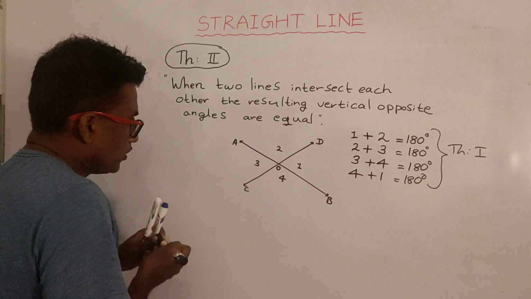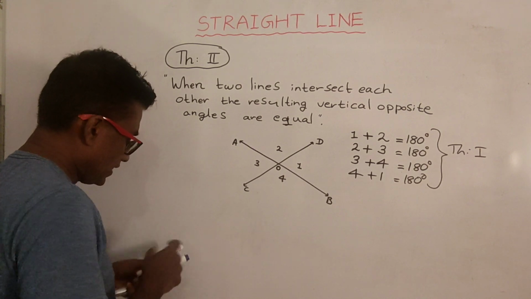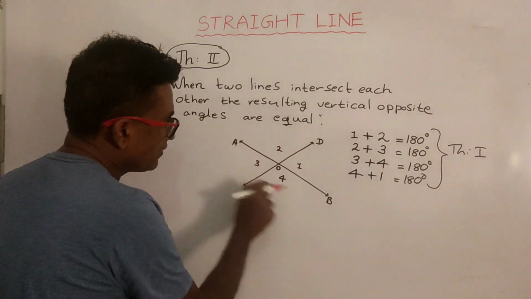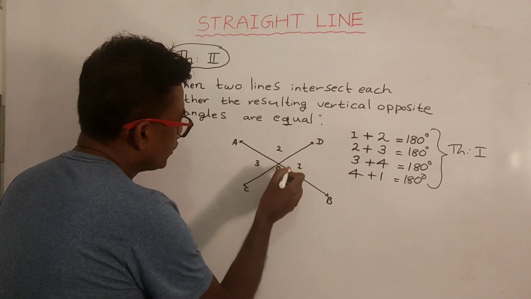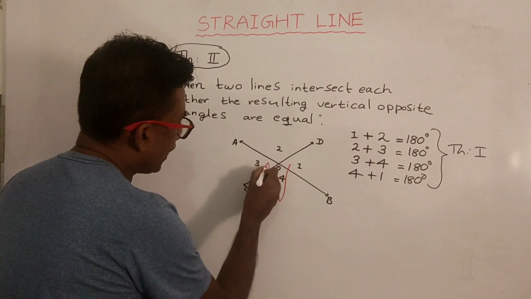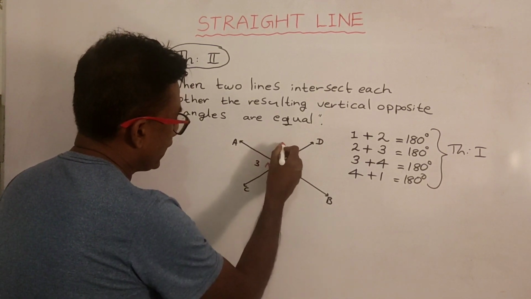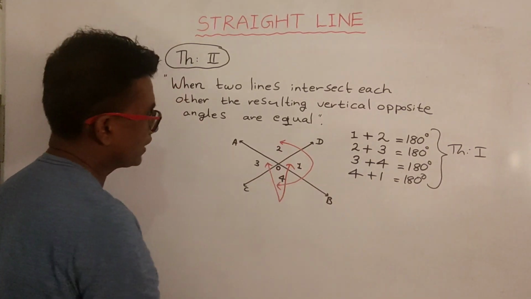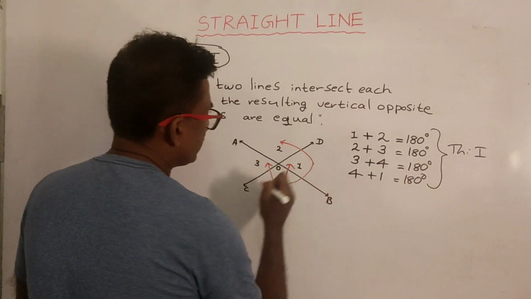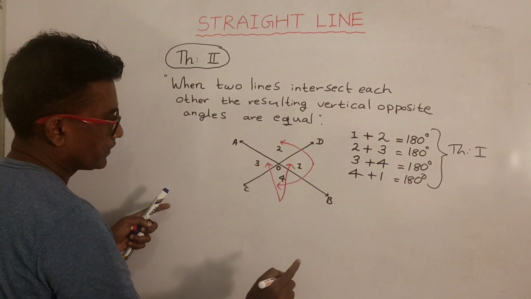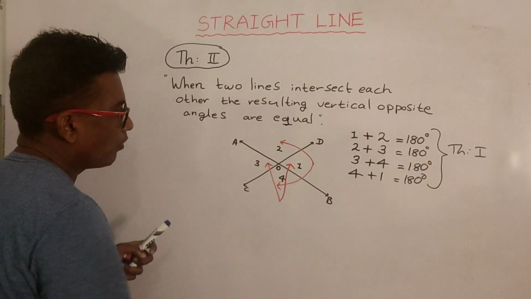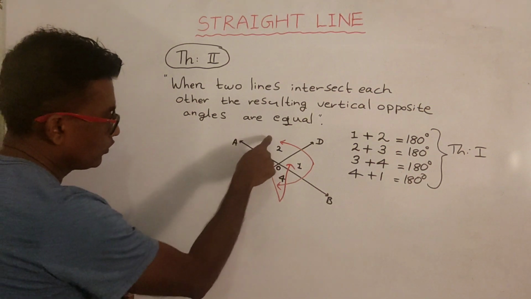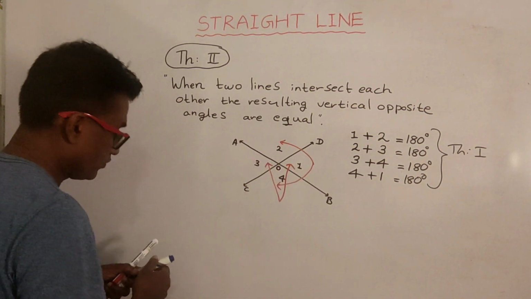Now the vertical opposite angles are the angles which are directly opposite to each other. These are adjacent angles. 1 and 3 are opposite angles and 2 and 4 are also angles which are opposite to each other. So when two lines intersect each other, two pairs of opposite angles are formed. 2 is opposite to 4 and 1 is opposite to 3.